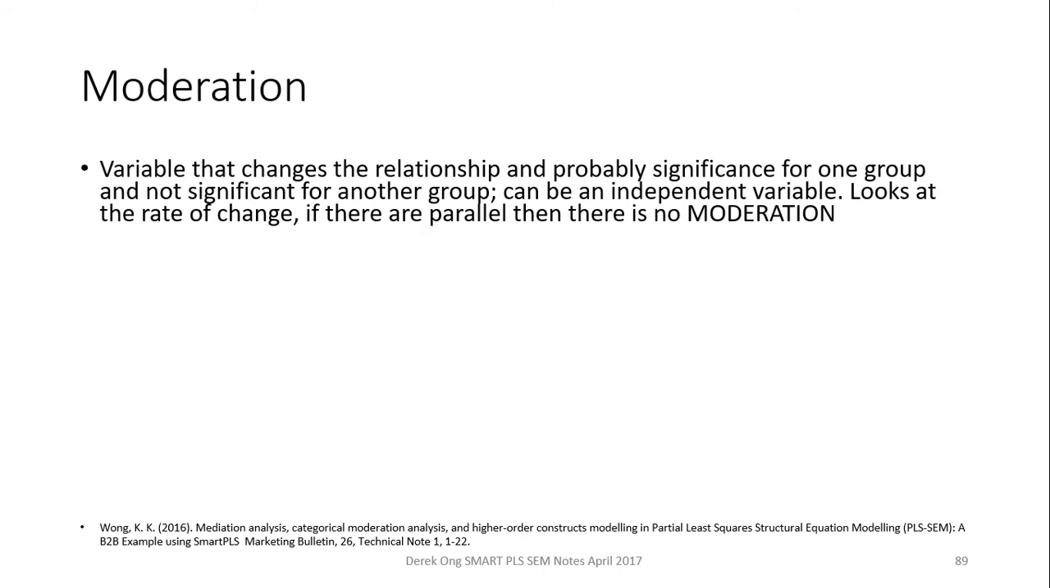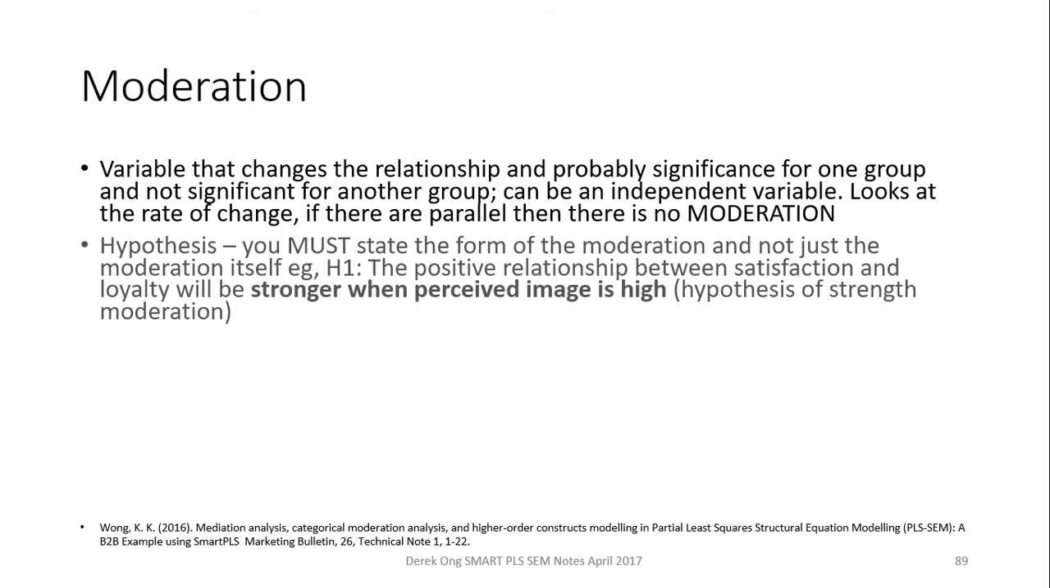So, a moderator is a variable that changes the relationship, and probably the significance, for one group and not the significance for the other, and it can be an independent variable. Sometimes it looks at the rate of change. If the lines are parallel, then there is no moderation.